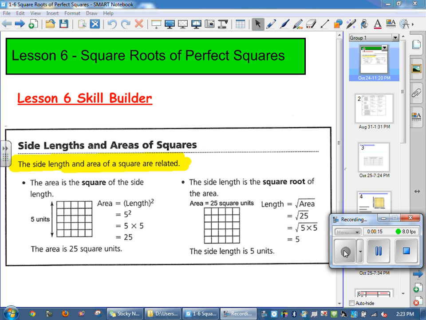Okay, all the sides are equal. What else do you think? Yeah? It could be an even number. Good. Now, we're going to find out the decimals and fractions can also be perfect squares. But let's take a look at what we have here.